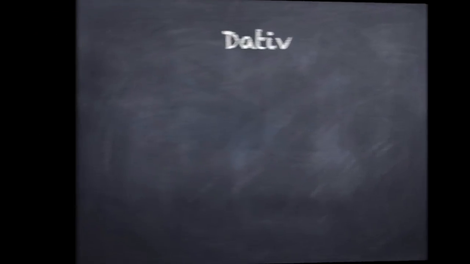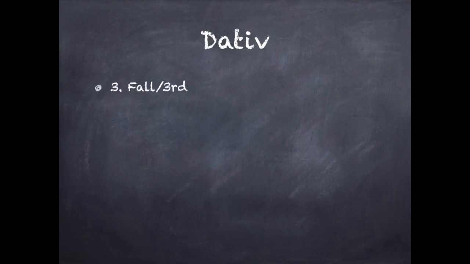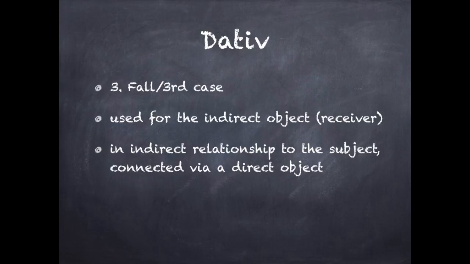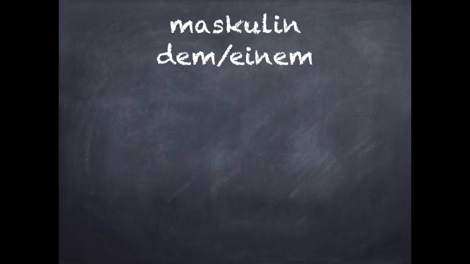Today we are on episode 23 and we talk about der Dativ. If you haven't watched episodes 20 through 22, please go back and watch those first, unless you already have a good understanding of the Nominativ and the Akkusativ. Alright, so let's talk about der Dativ. We can call der Dativ our third case, or der dritte Fall. It's used for the indirect object, which we can also call a receiver of an action. It's in an indirect relationship to the subject, and they're kind of connected via the direct object.